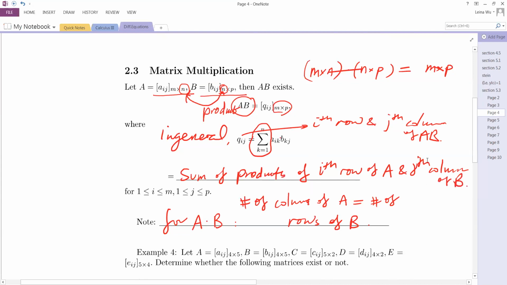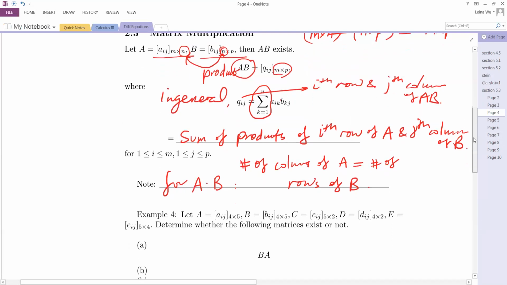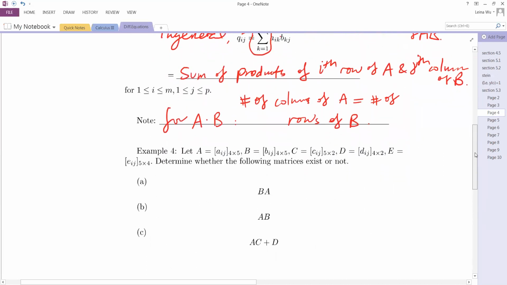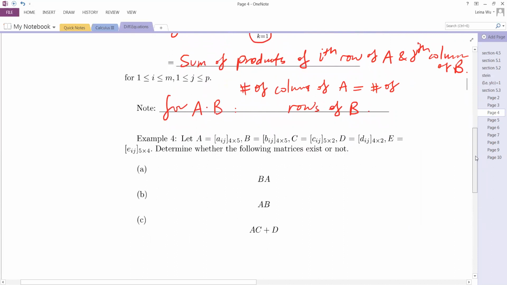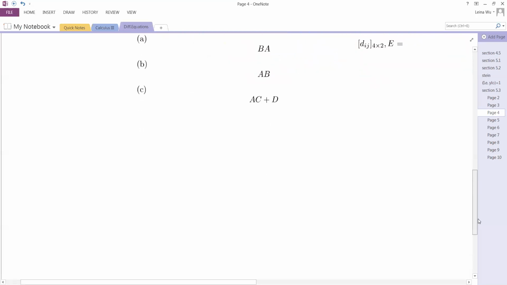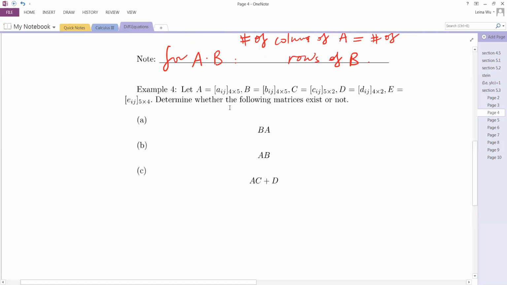Right? So the ith row of A and the jth column of B, when you multiply them and add up the products, you get the ith row and jth entry of the final product AB. This sounds a bit abstract, but we'll see examples that hopefully can refresh your memory. First of all, let's work on example 4. We had A, B, C, D, E, 5 matrices. Well, we didn't use all of them, you just need to use A, B, C, D.